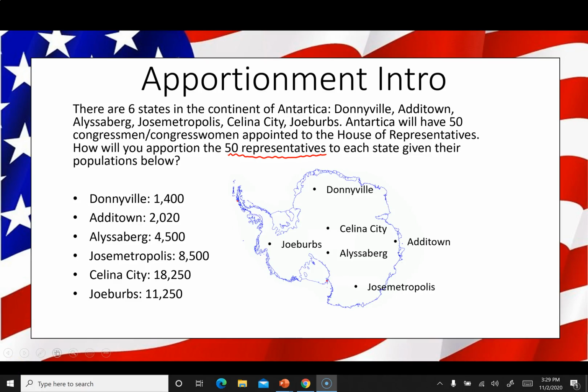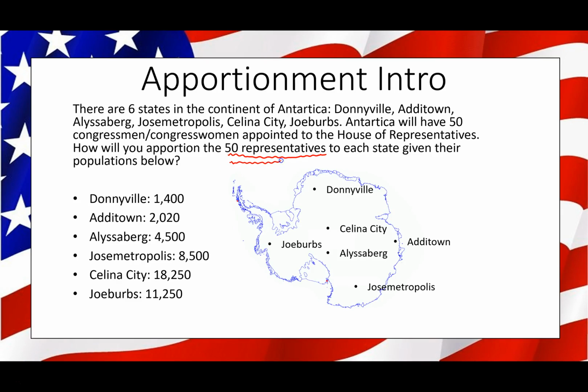Our next topic is called apportionment. So apportionment has to do with, say, taking 50 representatives and dividing those up into various states. So for example, let's say that there's 1,400 people in Donnieville State. Maybe there's a little over 2,000 in Addyville, and then that's a slightly bigger population. Salina City is huge, and then Joe Burbs is a suburb of Salina City, and it's about 11,000 people.